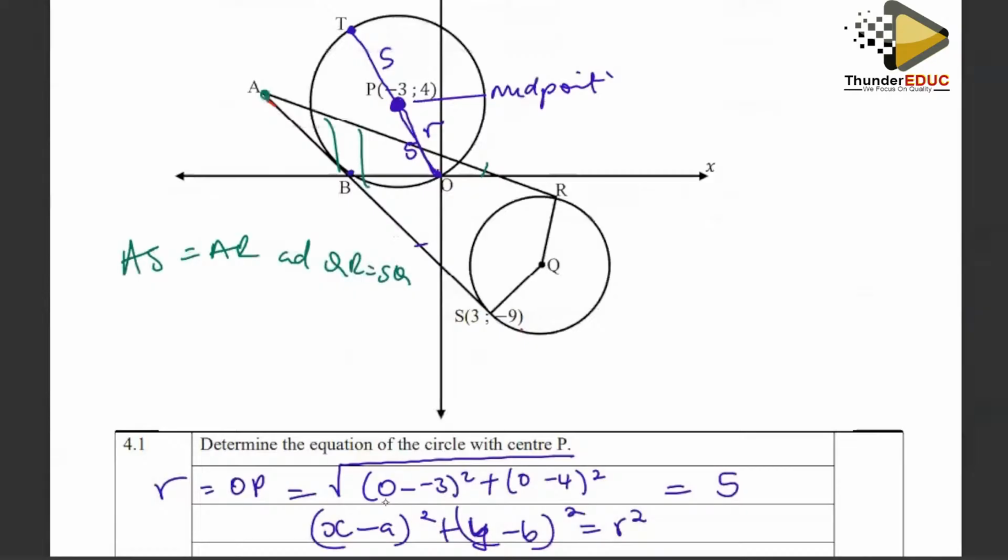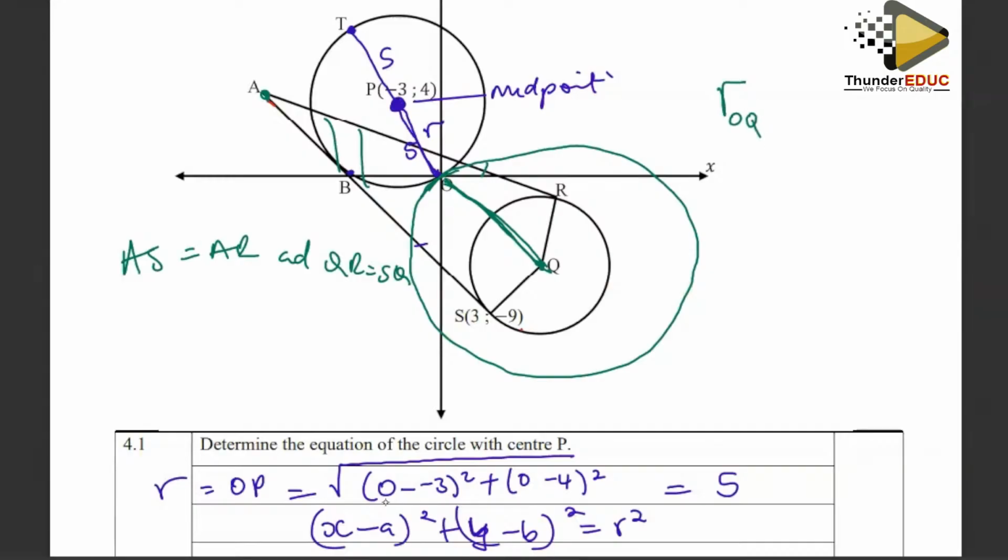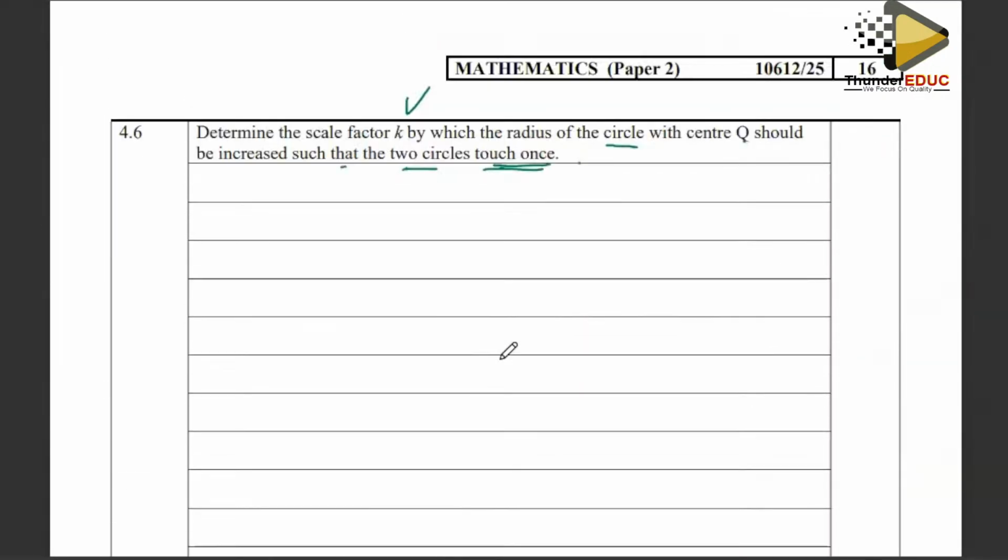So for it to touch once, the distance OQ is what we're going to be looking at. Let's get our radius OQ and then compare it to the radius, let's say QR, and then we see how many times. So since O is (0, 0), and Q, we said it was (6, -6), let's get the distance, the radius OQ.